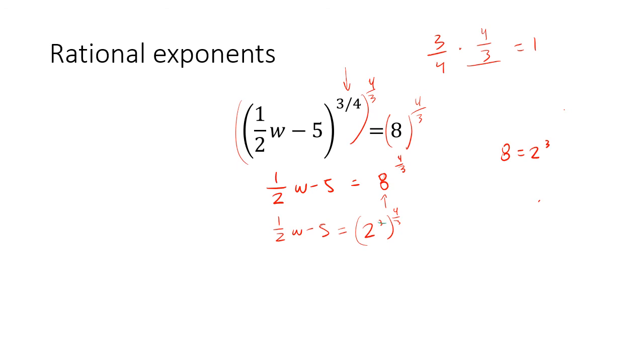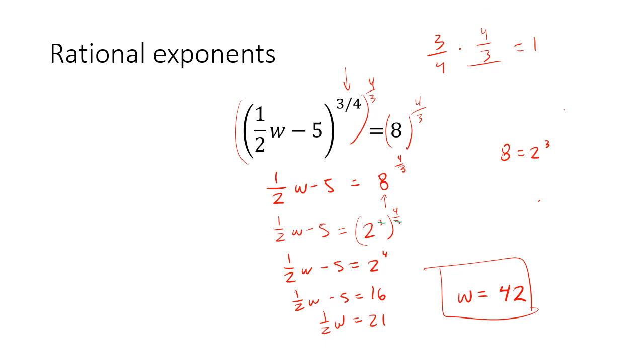Here's what's happening. 3 times 4/3 is just 4. So what we really have is 1/2 w minus 5 equals 2 to the 4th. 1/2 w minus 5 is equal to 16. 1/2 w equals, I have to add 5 to both sides, 21. Divide both sides by 1/2, and w is equal to 42. And if you plug 42 back in, it'll work.